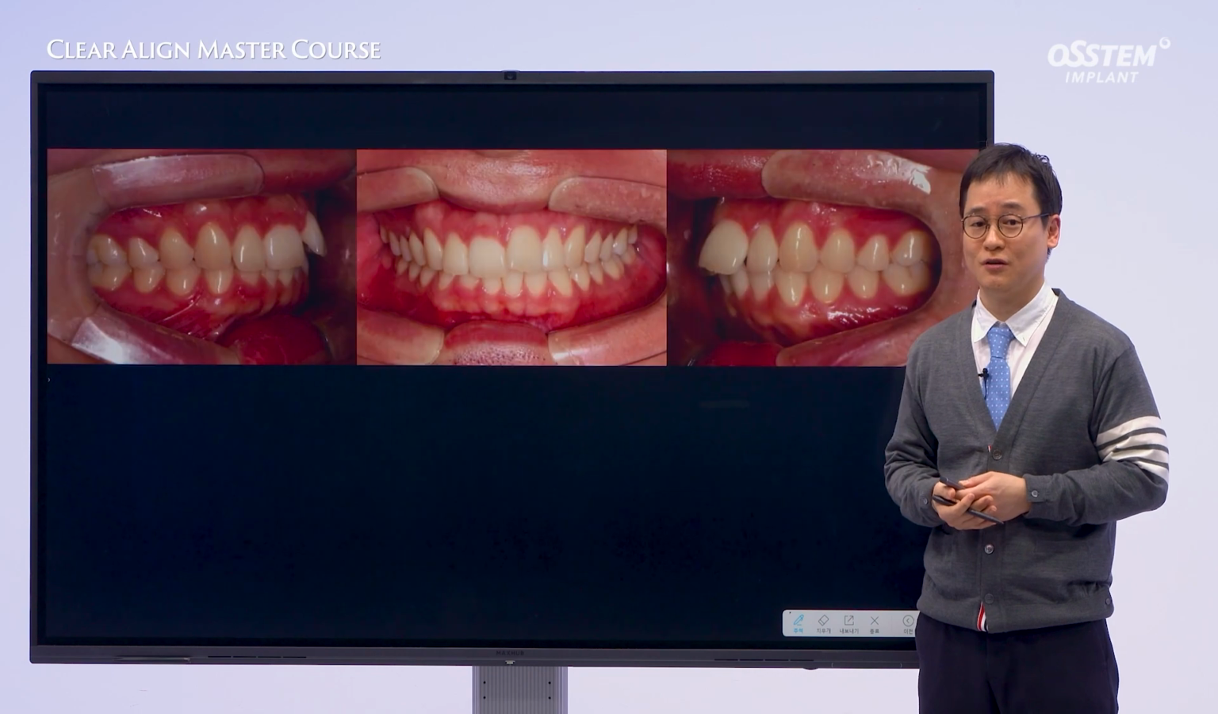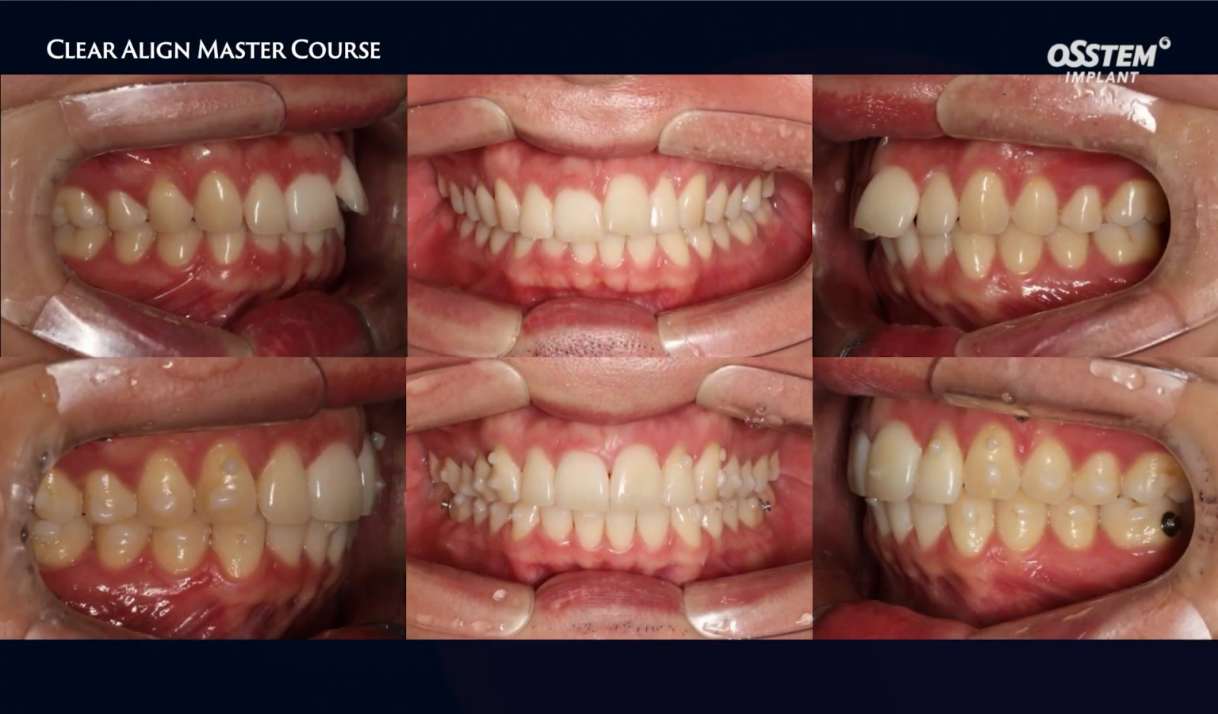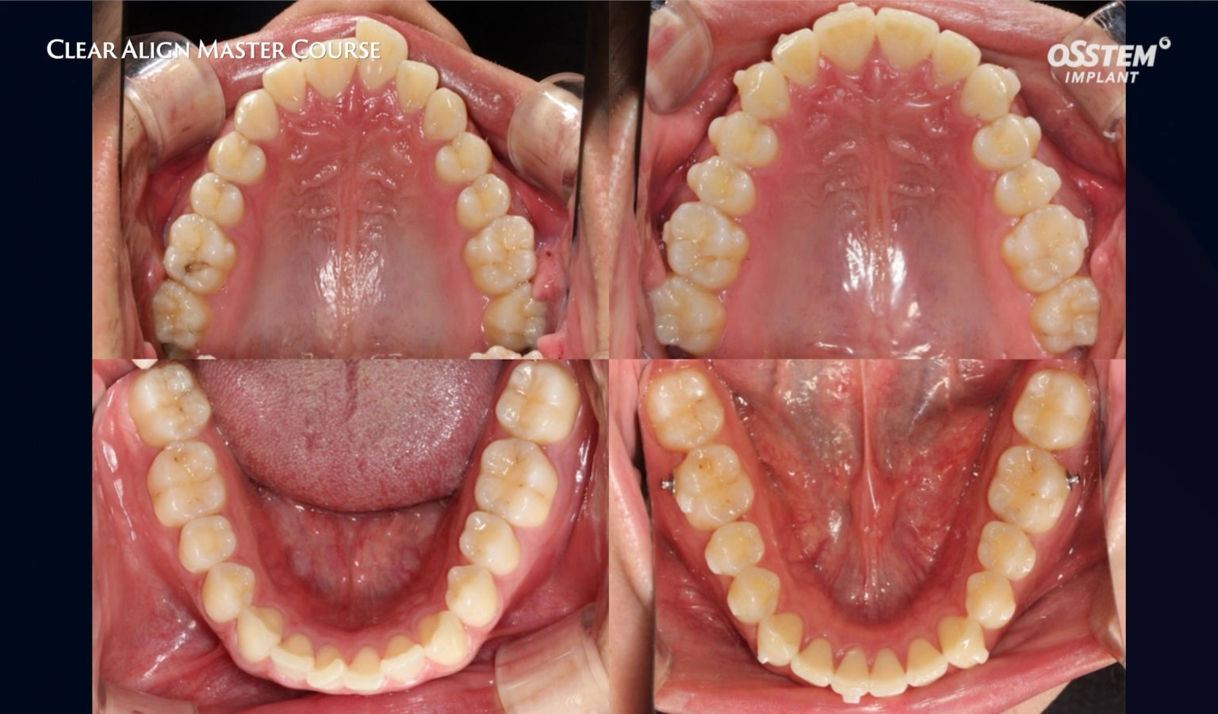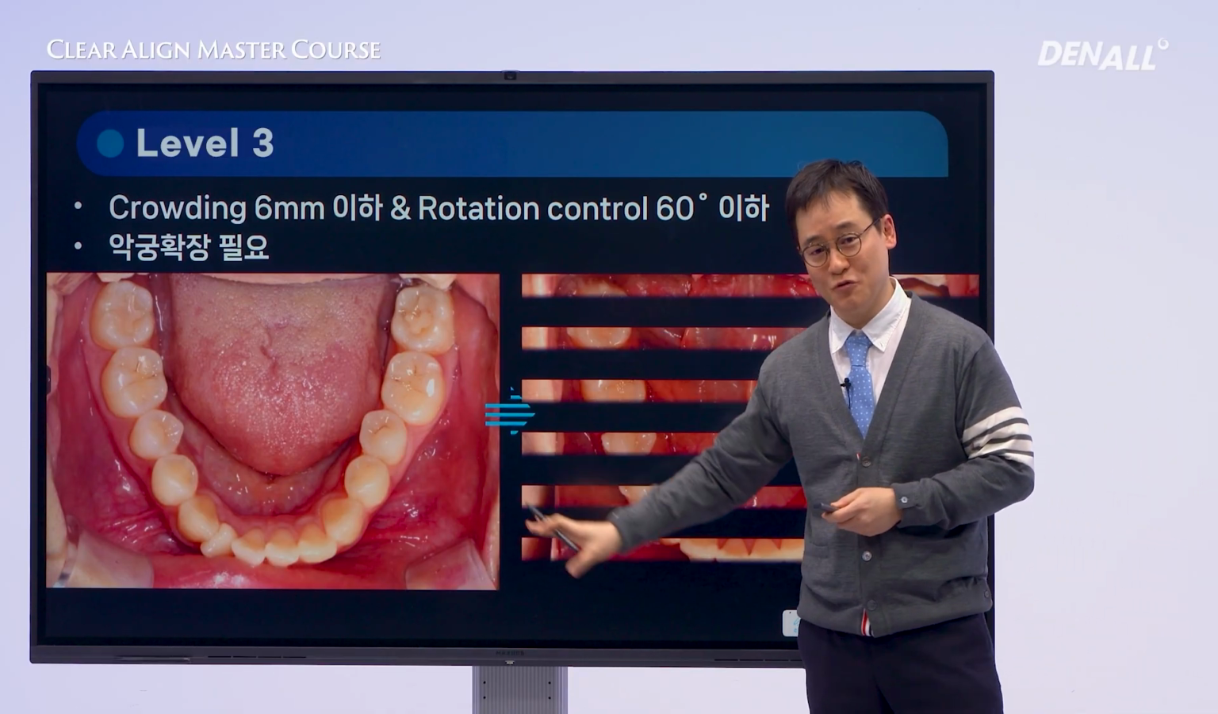In this case, after distalizing the molars, the outcome has improved significantly. As the occlusion improves from a class 2 tendency to a class 1 relationship, the teeth become more aligned. You can see this improvement in the before and after images. So, if molar distalization is involved, you should recognize that the case is more complex.